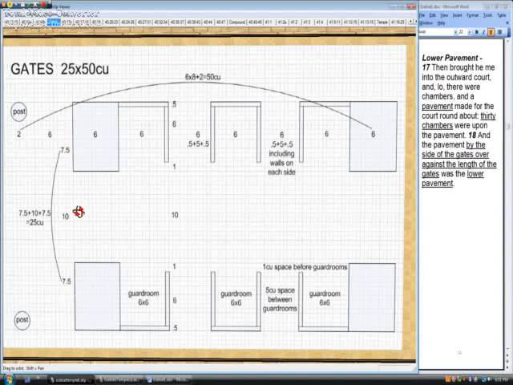For the width, we know that the passageway is 10 and 7.5 on each side makes 25. And here the 25 is made up by 6 for the inside of the guard chamber, plus an additional half a cubit for the width of the wall, with the 10 in the middle leaves 1 cubit left over for space in front of the guard rooms, and the width of 25.